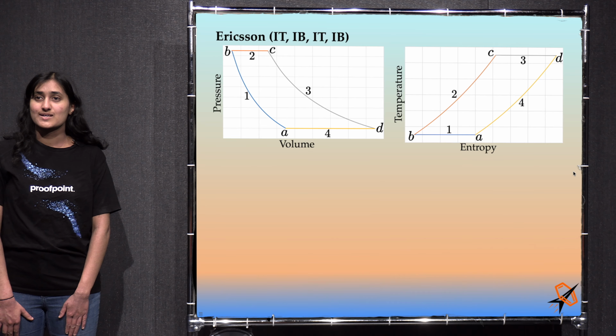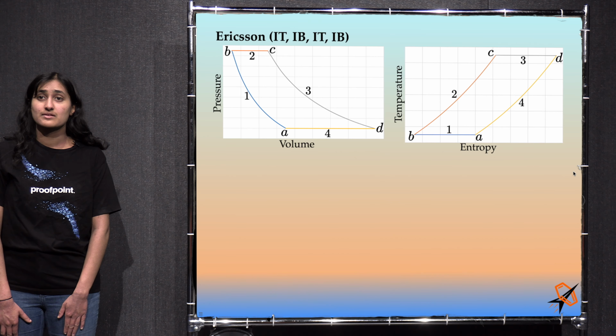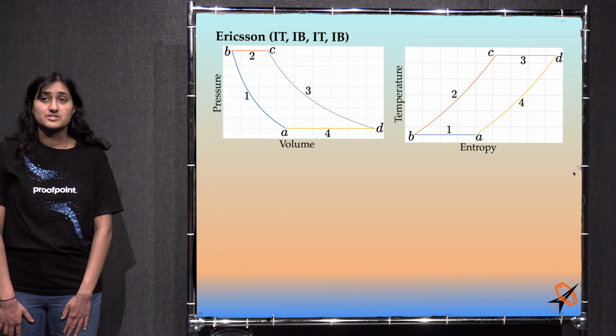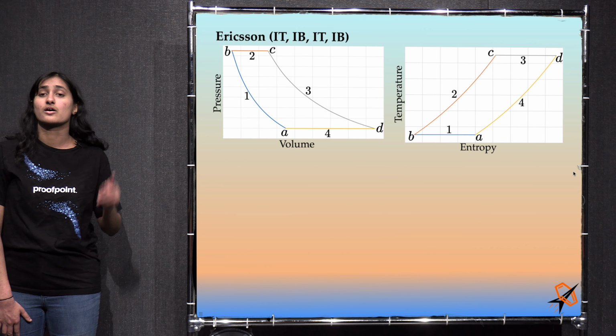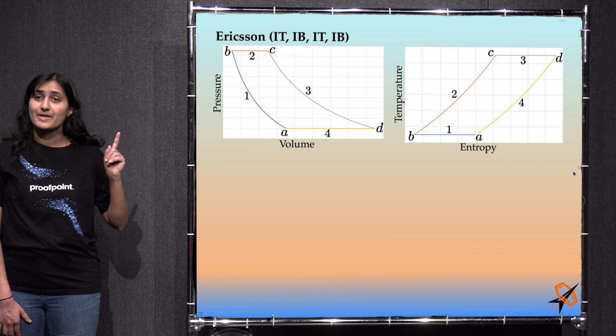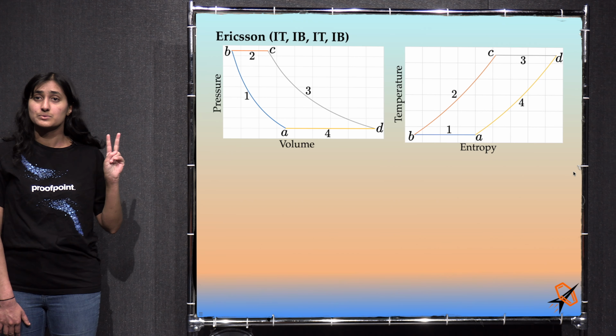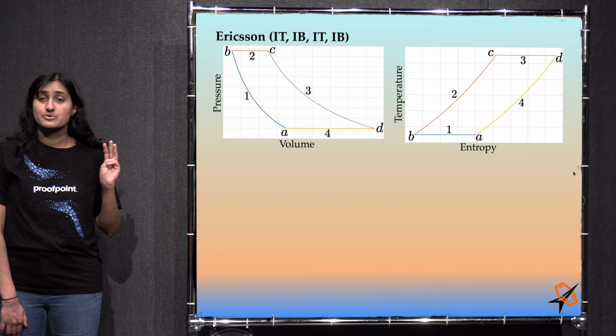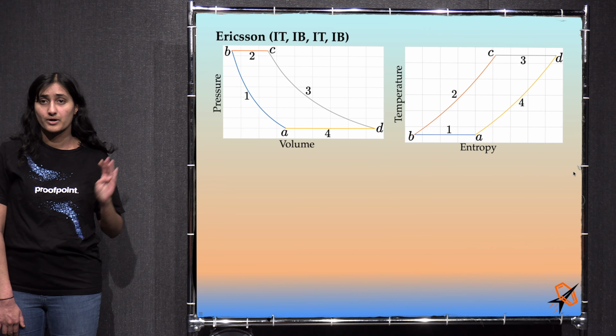The Ericsson and Stirling cycle engines are external combustion engines, meaning that the heat is applied from outside the engine to the working fluid. The heat doesn't have to come from combustion, but often does. The Ericsson cycle steps are 1. An isothermal compression from A to B at temperature T1. 2. An isobaric heating from B to C at pressure P2. 3. An isothermal expansion from C to D at temperature T3. 4. An isobaric cooling from D to A at pressure P4.